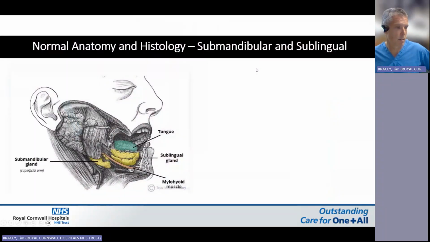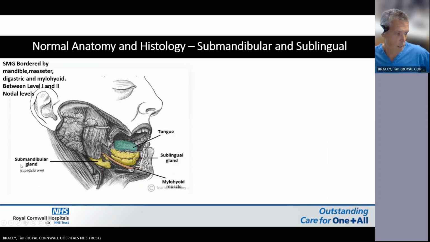So the normal anatomy and histology of the submandibular and sublingual glands. So you can see the submandibular gland down here at the edge of the jaw, which is bordered by the mandible, masseter, the digastric muscles here, anterior belly and posterior belly of the digastric, and then the mylohyoid, which is like a sheet of muscle which the sublingual gland sits on.